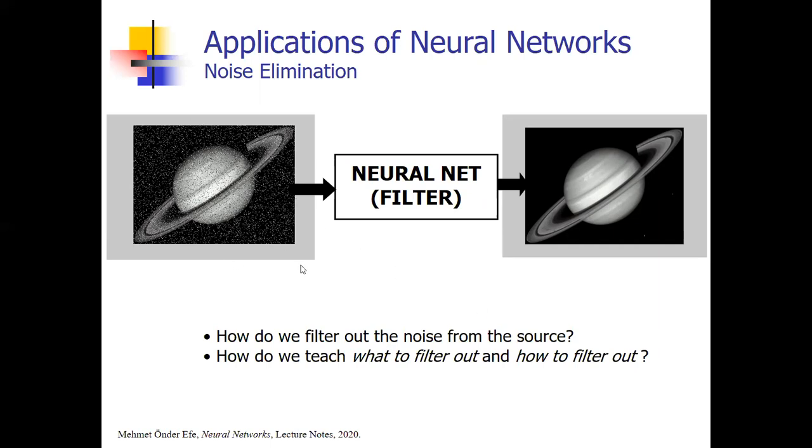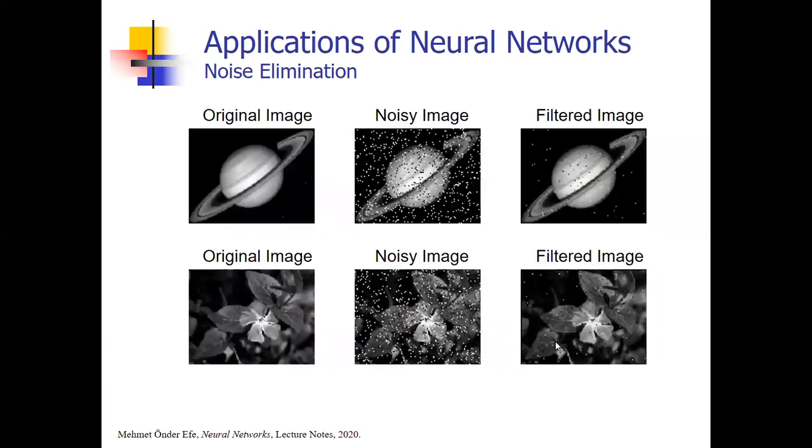There is a noisy image, an image which is poorly recorded, and the question is whether we could remove these noisy components from the image. Okay, if we apply this as an input to a neural network based filter, would it be possible to obtain such a clean image? Okay, so how do you filter out the noise from the source? How do we teach what to filter out and how to filter out?